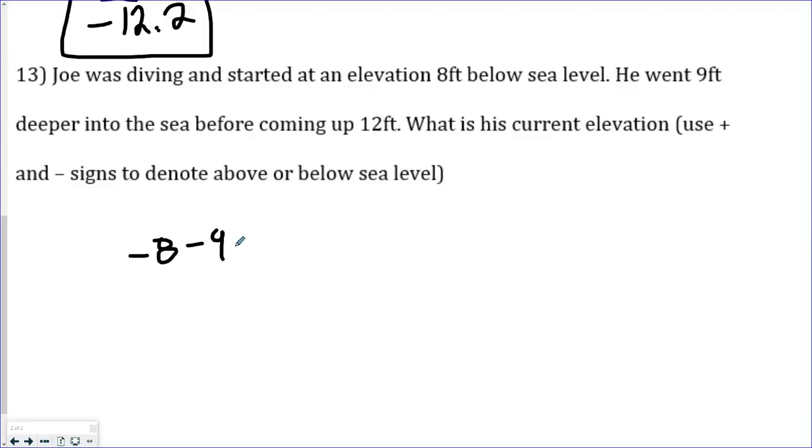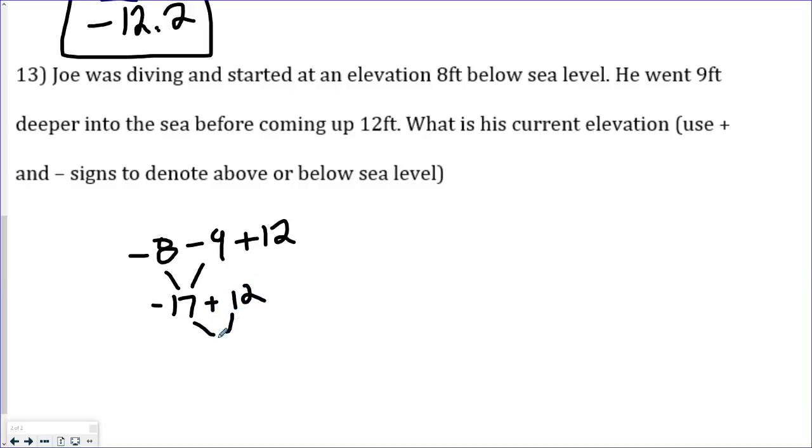And then he's going to come up, so plus 12 feet. So he goes down 8, he goes down 9, and he comes back up a little bit for 12 feet. What's his current elevation? Well, that means we're going to be combining all this stuff here. So negative 8 minus 9, well, that's going to be negative 17 plus 12.